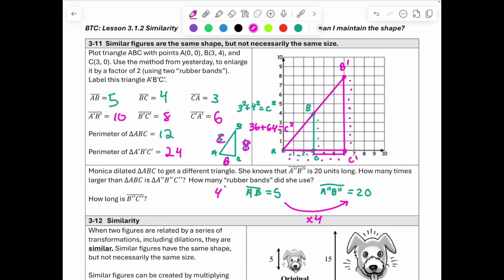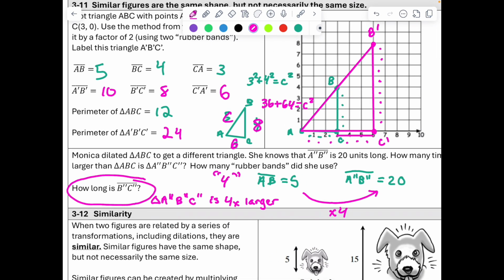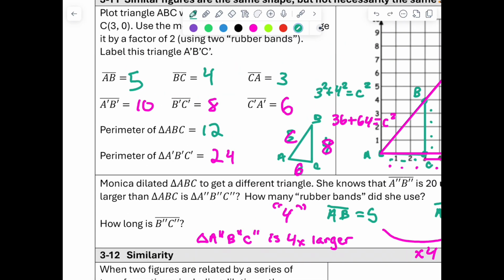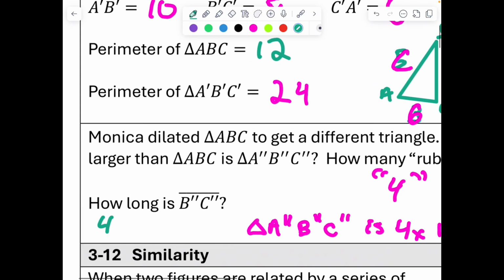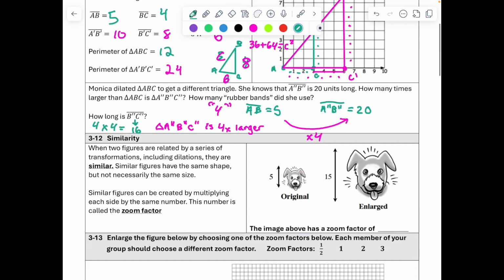Okay, so essentially she used 4 rubber bands. So triangle A double prime, B double prime, C double prime is 4 times larger than the original triangle. And then therefore they want to know how long B double prime, C double prime is. Okay, the original BC up here was 4. So we are making this 4 times as big. Then this is going to be 16 units long.